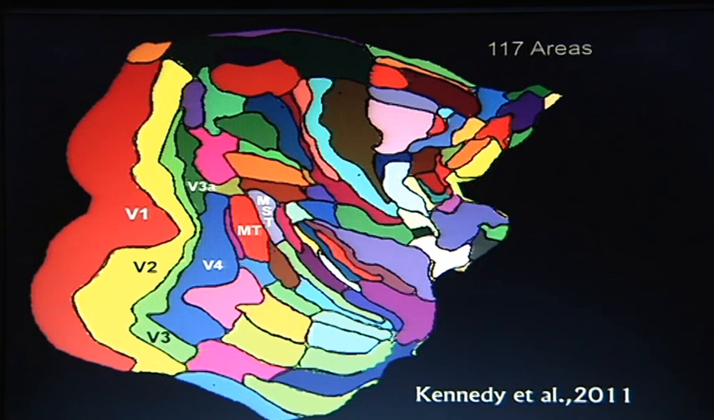just a few years ago, this was his view of the macaque monkey, the same one that I showed you before. And that one had roughly 57 or 58 areas altogether. That was Felleman and Van Essen. Kennedy has upped the ante to 117. And the more recent one, which I'll get to at the end of the talk, is from David Van Essen. It's 145 or something, 148. So we really don't know. That's the question. But the estimates keep going up.